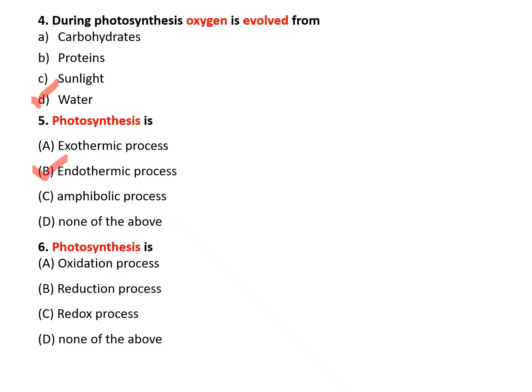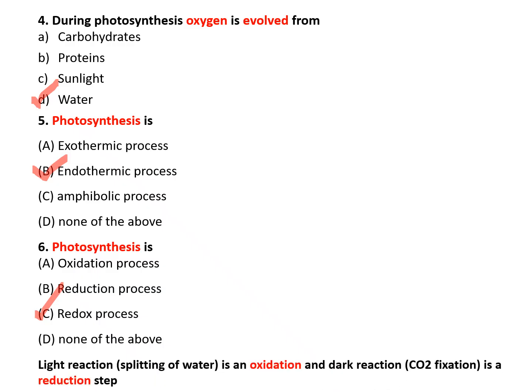The next question number 6. Photosynthesis is option A oxidation process, option B reduction process, option C redox process, option D none of the above. The correct answer is option C redox process. That is, oxidation and reduction both occur. In light reaction, oxidation occurs. In dark reaction, reduction occurs. In light reaction, splitting of water is an oxidation process, and in dark reaction, carbon dioxide fixation is a reduction process.